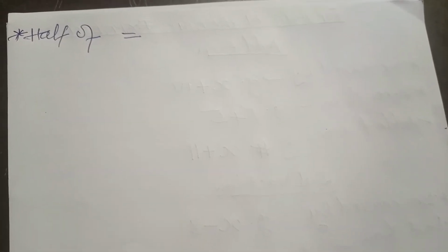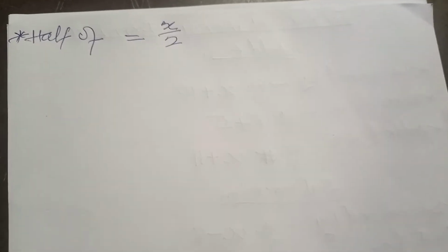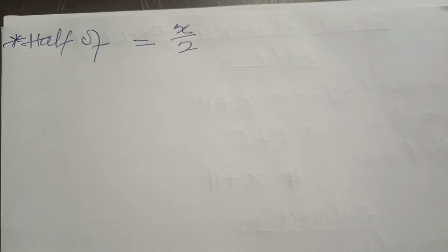We can also have expressions like half of. The half of a number is the same as the number divided by 2. So if the number is x, it will be x over 2. Though half of can, because of the of, also be expressed as multiplication, which is the same as 1 over 2 times x. But since I'm talking about division, I want to stick to this one.